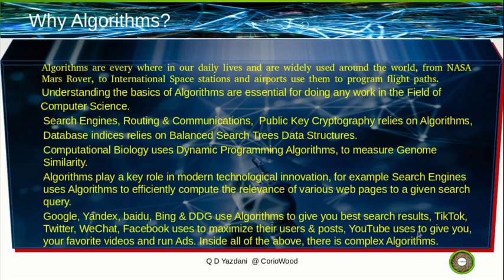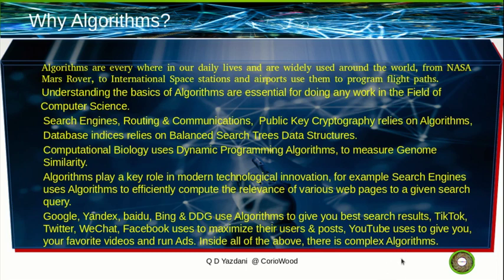Even YouTube uses algorithms to give you your favorite videos and run ads. If you look inside YouTube, when you click on a video you like, you see that your personal profile is there, and algorithms are there to learn about you and give you ads according to the videos you watch. If you skip one ad, the same ad will come in again, and that's how they maximize their revenue. Inside all of the above, there is a complex algorithm.